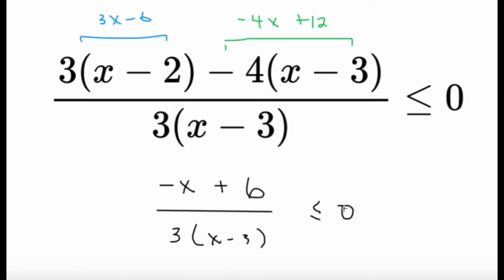After we write it into one fraction, we're going to factor the numerator and the denominator. Luckily for us, in this case, it's already in factored form. Well, we can actually do something better here. We can factor out the negative sign.